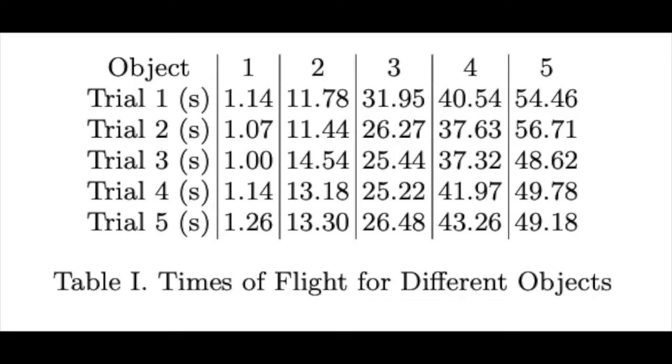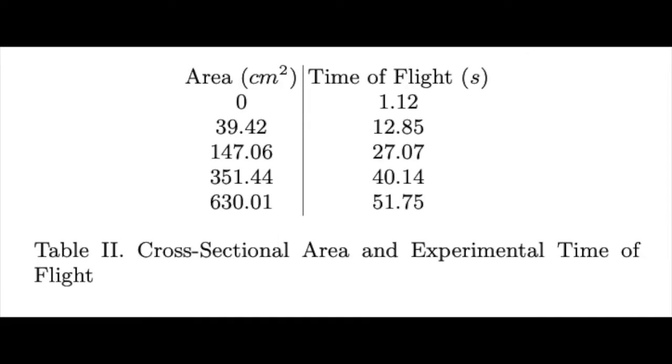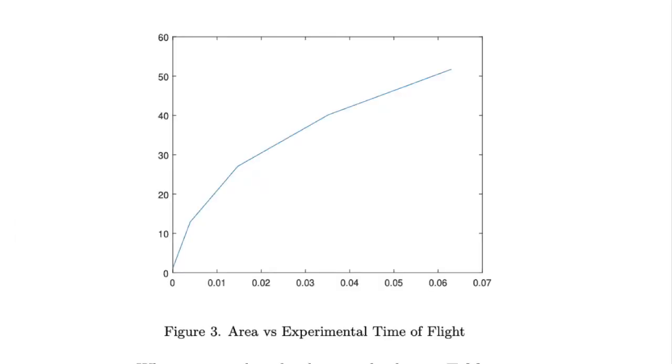Each configuration was released from a given height from the bottom of a swimming pool, and the time it took for each configuration to hit the bottom was recorded. 5 times were recorded for each object, and the average of these times was taken. These data points were then plotted so that the relationship between cross-sectional area and time of flight can be determined. This data is presented on the following graph.